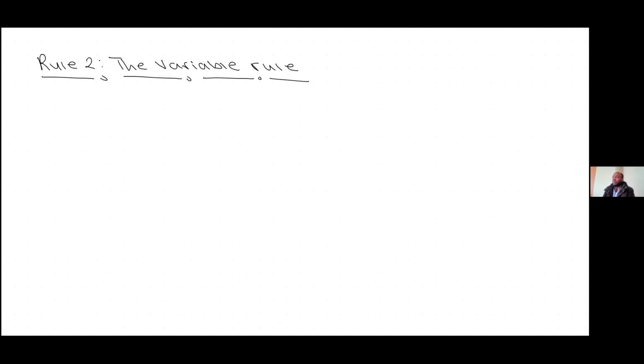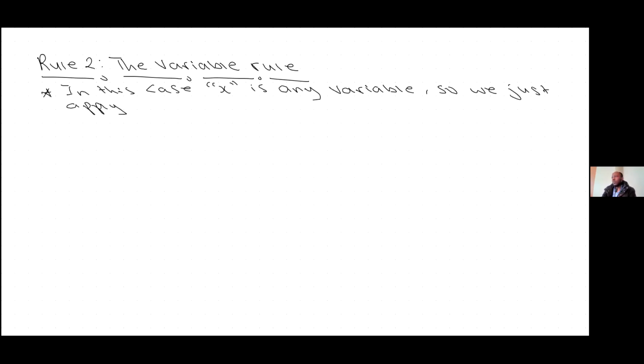All right. To make it easy, I'm going to write what I just said, because I know some students will take notes, so that it'll be easy for them. So in this case, x is any variable, okay? So x is any variable. So we just apply the three rules of the general form.